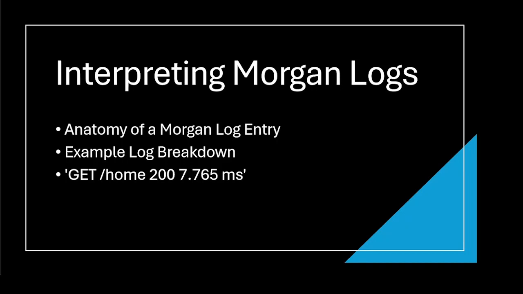Consider this log line, GET /home 200 7.765 ms. Here, GET indicates the HTTP method, /home is the requested path, 200 signifies a successful request, and 7.765 milliseconds tells us the response time. It's a concise snapshot of a single interaction with your server.